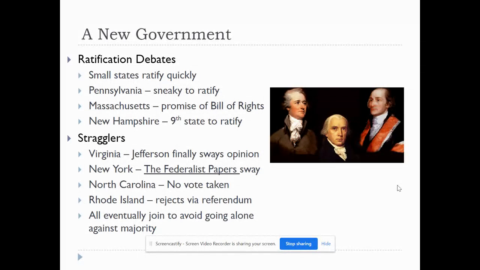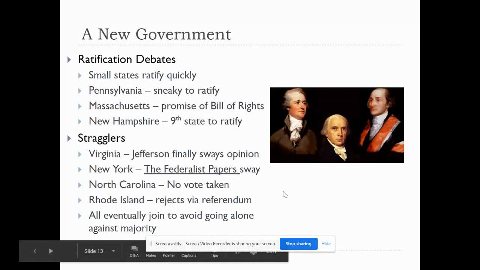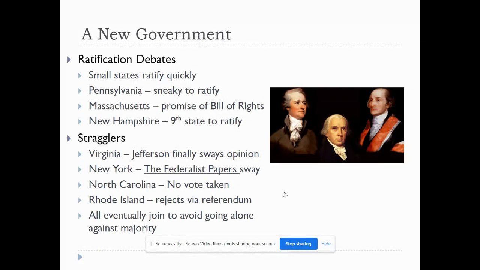And North Carolina, even though they don't have a vote taken, they kind of just go along with it. Rhode Island actually rejects it via referendum, but then is told, hey, if you want to serve in the Congress and you want to have your representatives, then you need to follow the Constitution. So they just kind of followed it ever since. All eventually joined basically to avoid going alone against the majority because there is that fear that if you're alone in this, that you're not going to have any sort of protection against British or French or anybody else.